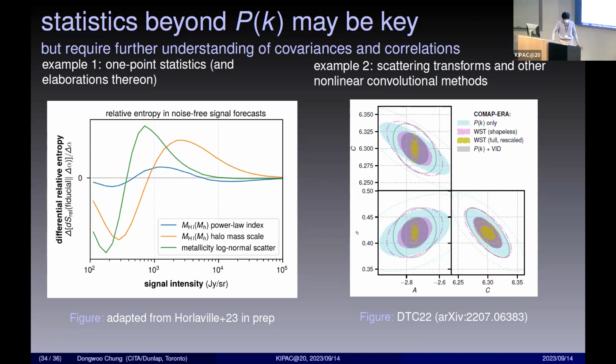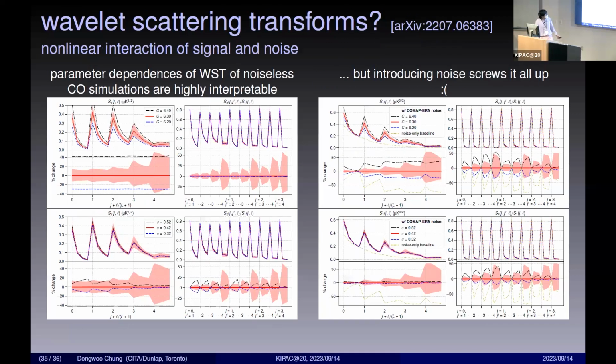And if you go to a simple Fisher forecast and work things out, you realize the information content in that scattering transform is higher even than the combination of the one-point statistic and the power spectrum. The issue, of course, is that the nonlinearity of that statistic is a double-edged sword. You're going to have more information content thanks to that nonlinearity, but the nonlinearity also screws up your interaction between the signal and the noise.